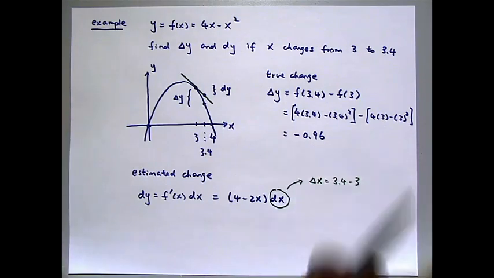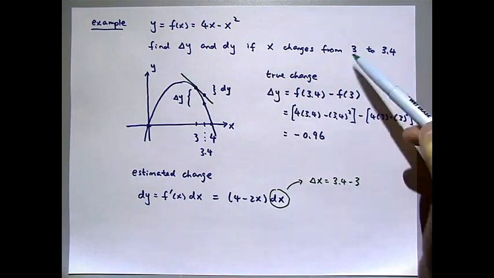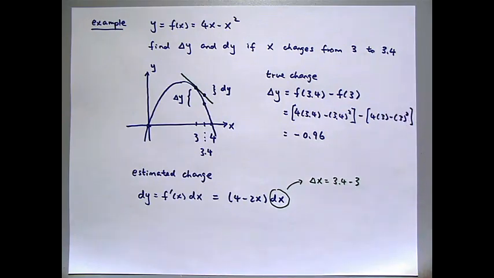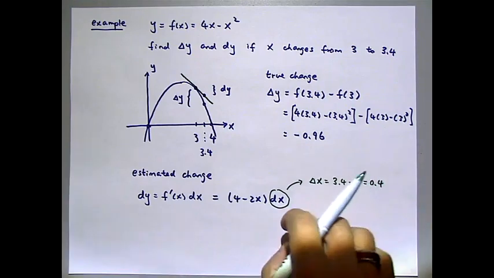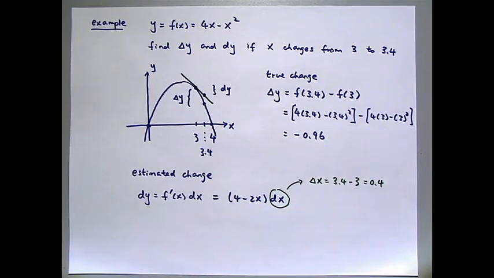dx here is representing the change in x you made by making this change. We're going from 3 to 3.4. We made a change of delta x, which is the same as dx in our application here, which is equal to 0.4. Okay, so we move a little bit from 3.